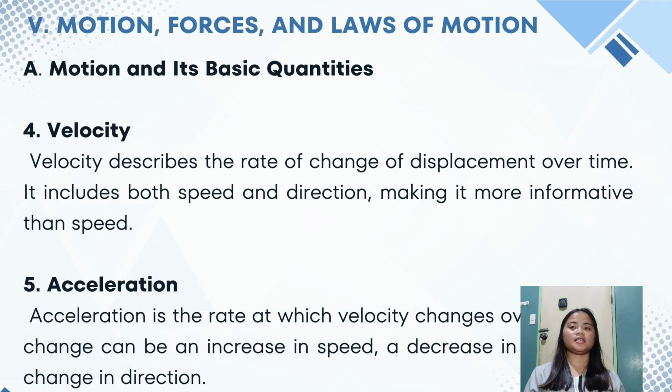Next is velocity. Velocity describes the rate of change of displacement over time. It includes both speed and direction, making it more informative than speed. So velocity is the rate of change of displacement over time, and it includes speed and direction, how fast you go and where you are heading.